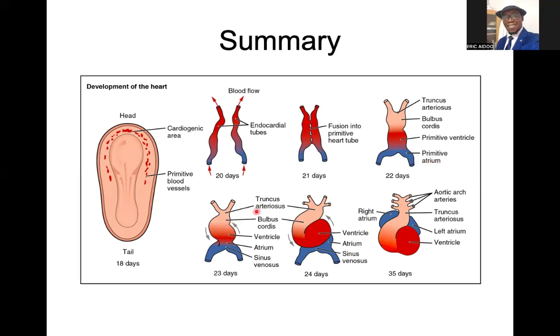Then you have the truncus arteriosus and the rest of the structures undergoing the normal anticlockwise looping to position them at the place where they will actually assume their final position. So you have the ventricle there. You can see that. Then you have the left and right atrium moving superiorly. Hitherto, they used to be inferior.